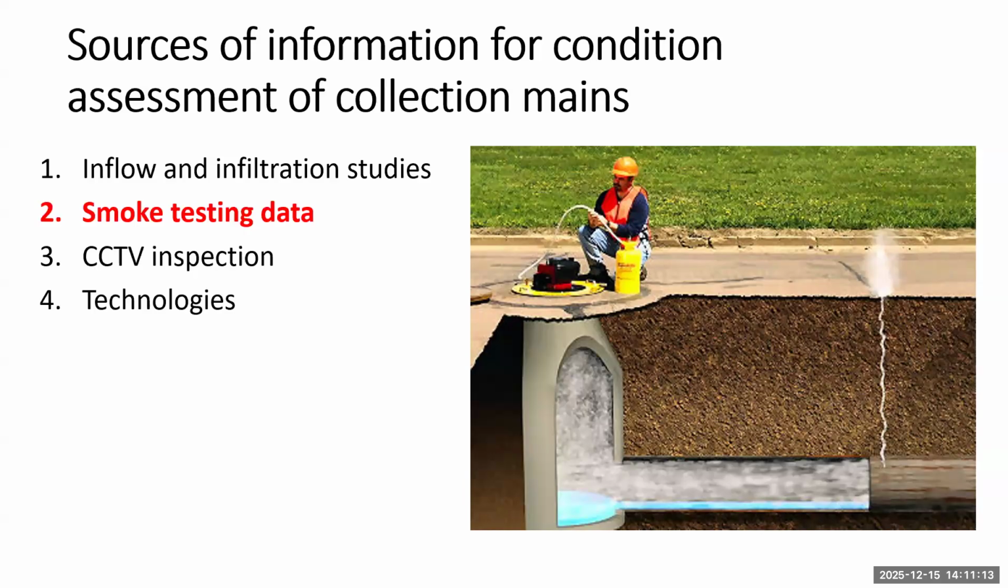The smoke testing machine fits right on top of the manhole, and some liquid smoke is being fed in, and that is blowing smoke down into the collection system. And you can see some smoke coming up through a crack, and you can see that the smoke is visible, and so you can know that there is some kind of defect in the collection main.